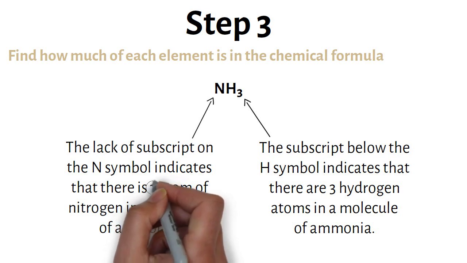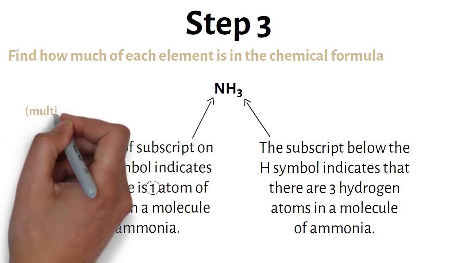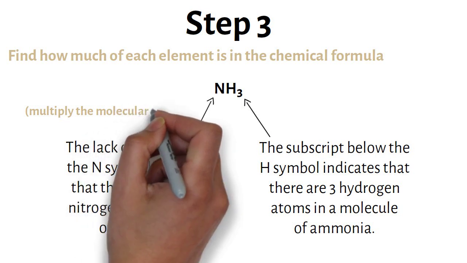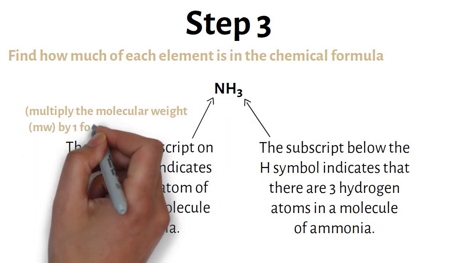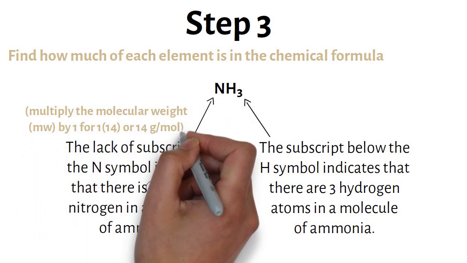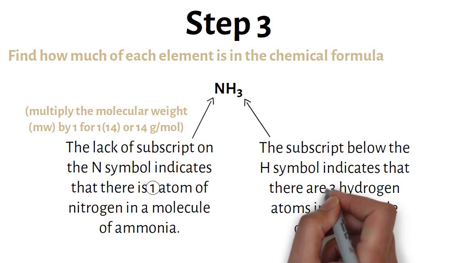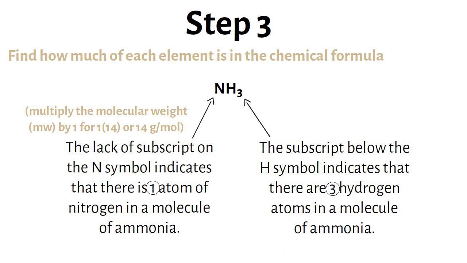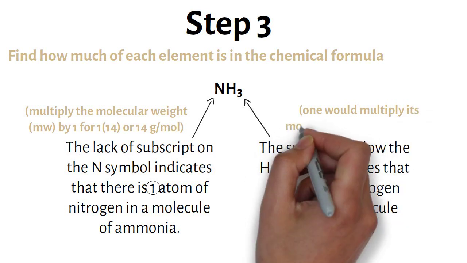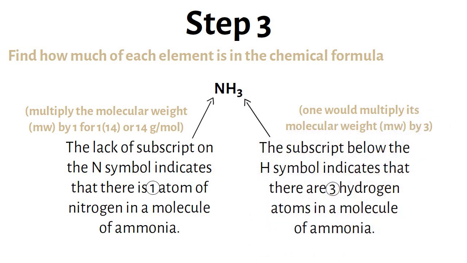Since nitrogen only has one atom, multiply the molecular weight, MW, by 1, for 1 times 14, or 14 grams per mole. Next, hydrogen has 3 atoms, so one would multiply its molecular weight, MW, by 3. Now that each individual element's weight in the compound is known, the final step will provide the molecular weight.